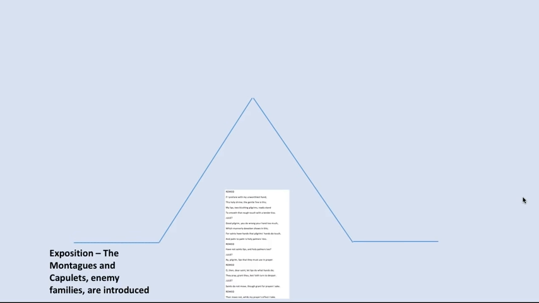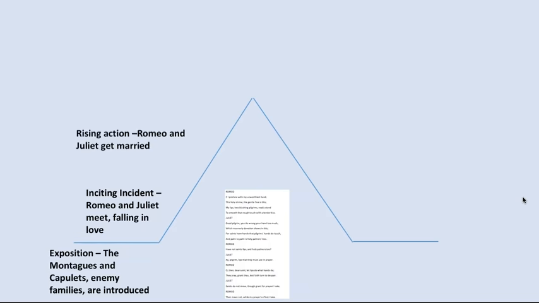So the first thing we can think about is how can we apply this to our text? How can we apply this to Romeo and Juliet? Well, the exposition, Act 1, Scene 1, is where we're introduced to the Montagues and Capulets and learn that they are enemy families. The inciting incident is where Romeo and Juliet meet at the party and fall in love.